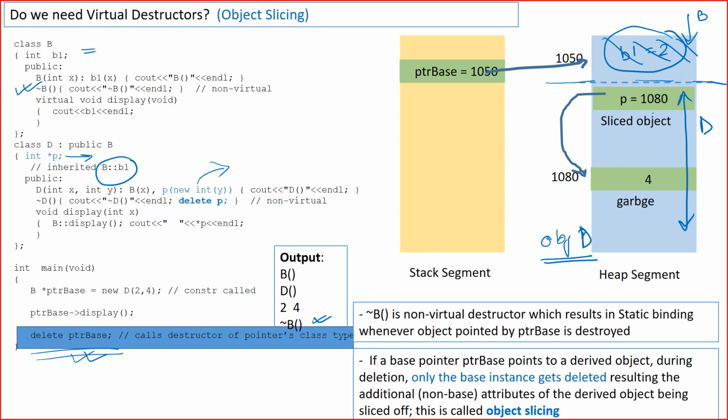So this is known as object slicing. So now you understand, if we don't have any virtual destructor, what happens? Not the whole portion it is pointing to will be destroyed. That means it is pointing to D, that is fine, but it will destroy only the base instance that is getting inherited. Is it clear? You understand this thing?